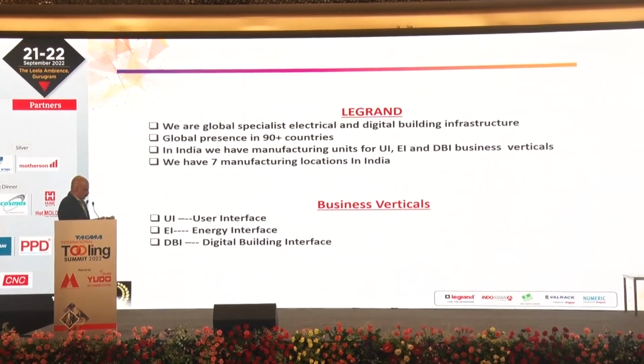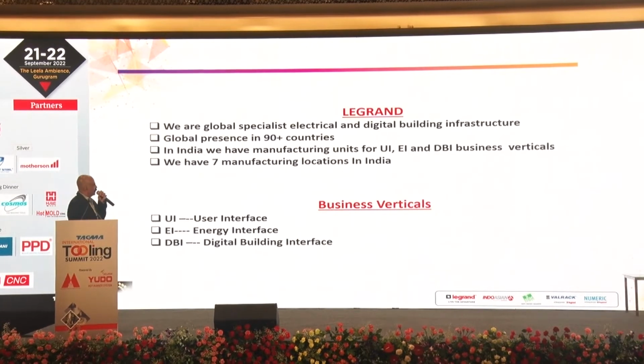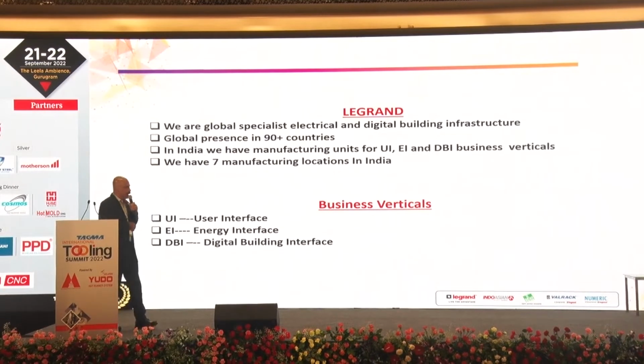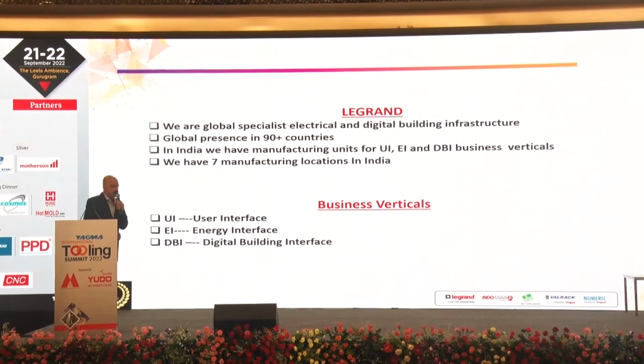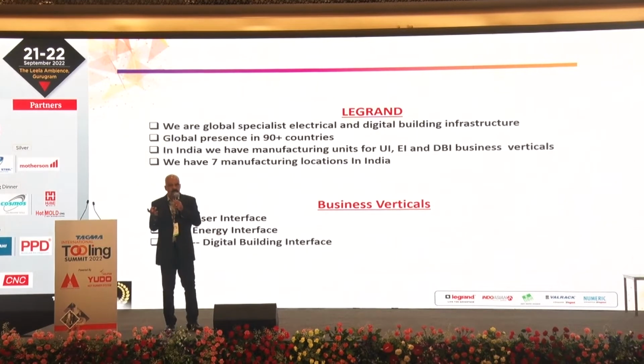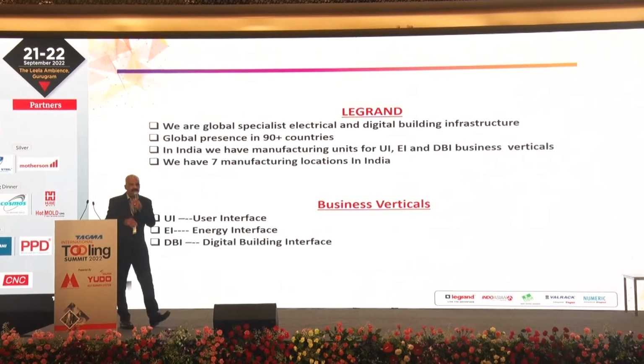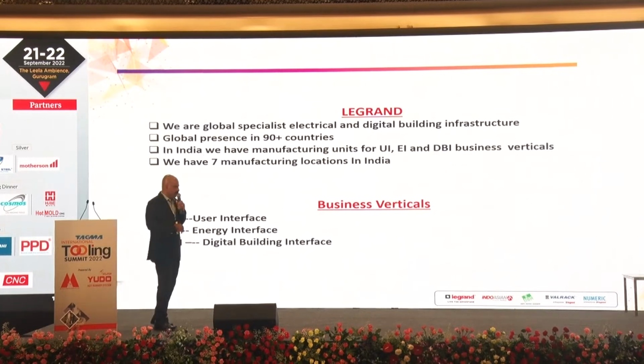We proudly say that we are a global leader in electrical and digital building infrastructure. We are into the low voltage segment, with a global presence in 90-plus countries. In India, we have manufacturing units for EI, UI, and DBI. We have 7 manufacturing locations in India, from north to south. UI means user interface, which covers switches, sockets, and mini MCBs. All wiring devices come under UI. We call it user interface.